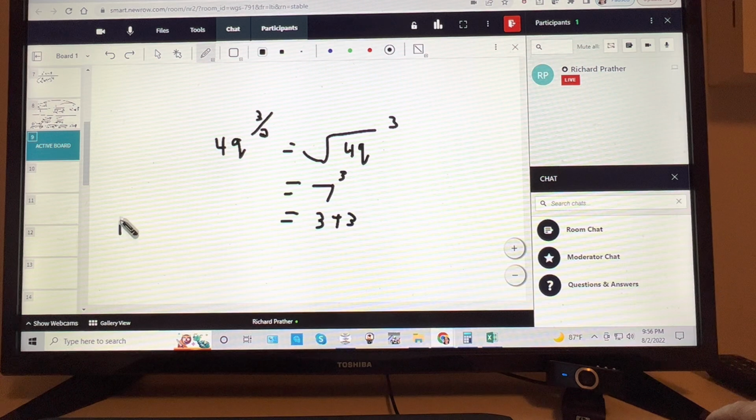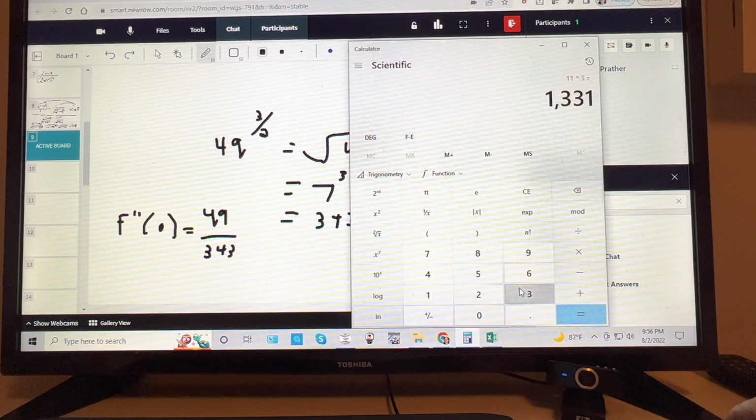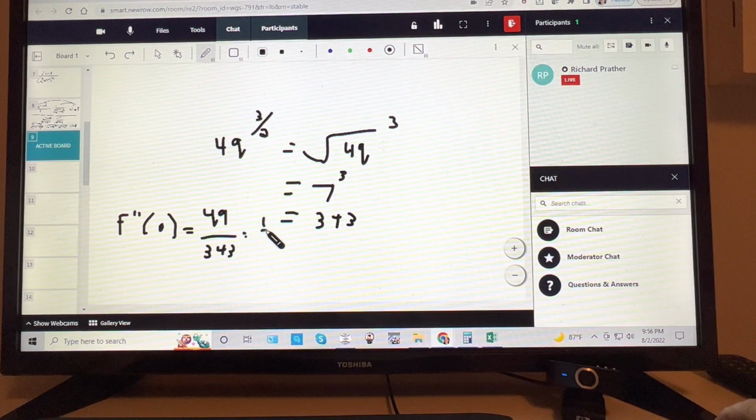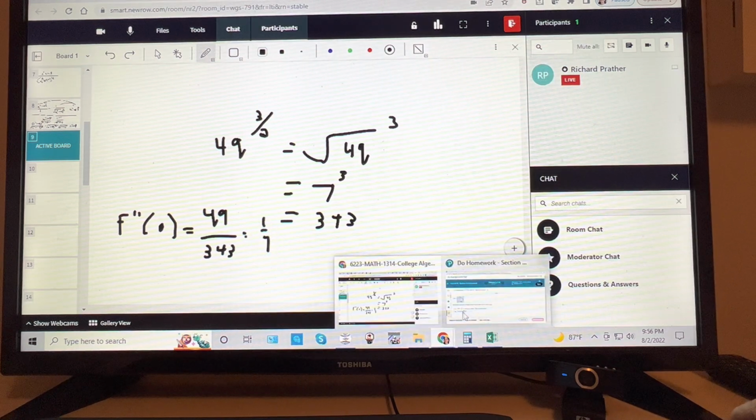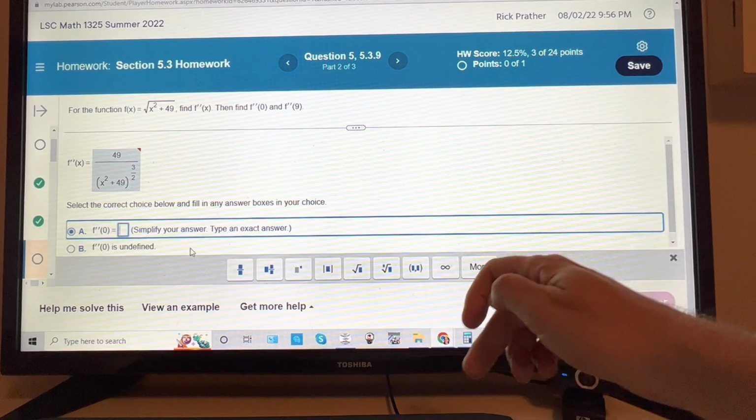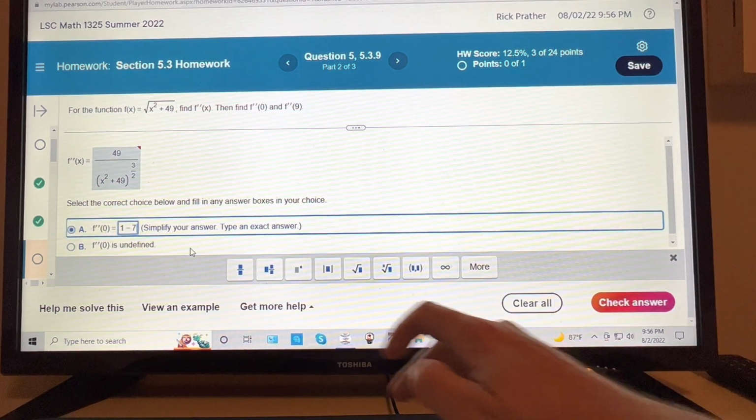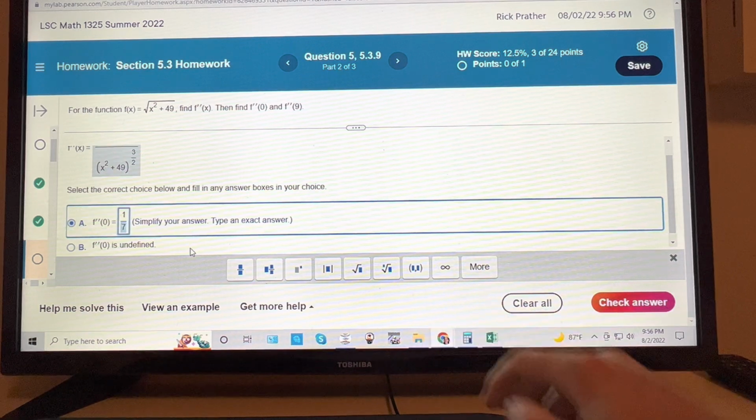So plugging in, f double prime of 0 gives you 49 over 343. And these both divide by 7. Does this divide by 49? Yeah. So they both divide by 49. That makes it 1 over 7. 1 over 7.